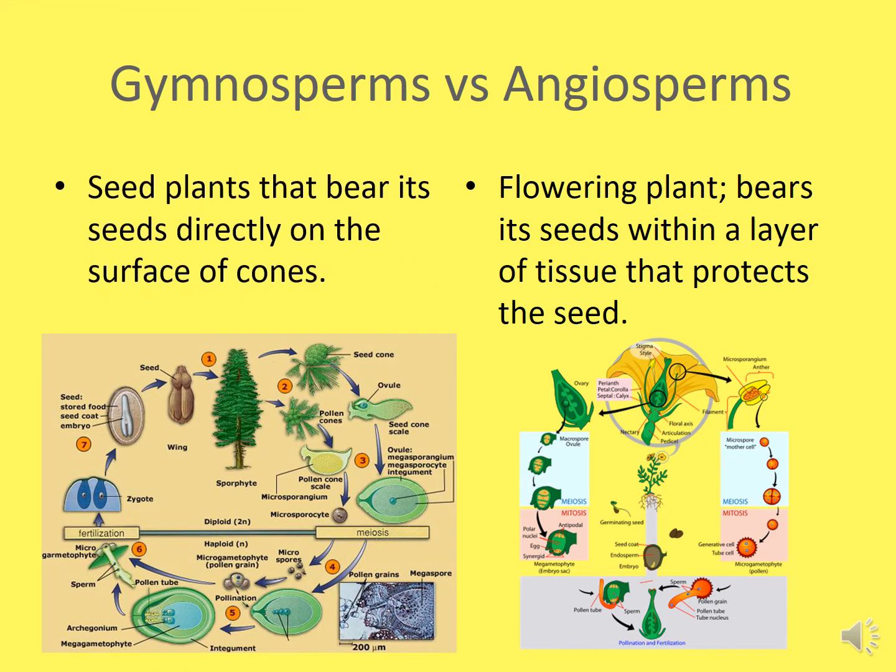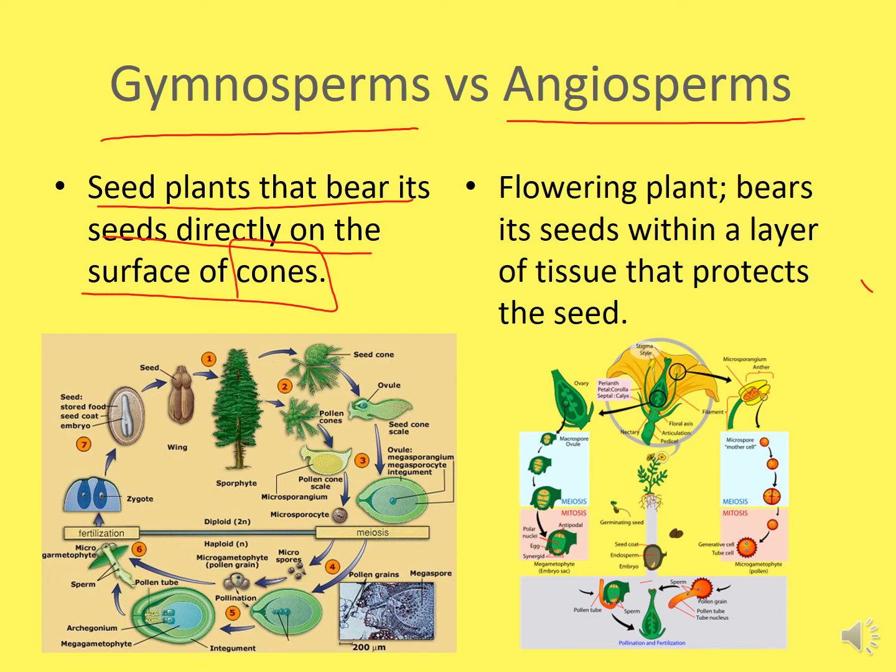But now let's get back to the idea. Photosynthesis. Now, photosynthesis, we have to understand there's two different types of plants, though. We have gymnosperms and we have angiosperms. Gymnosperms is going to be like your pine trees, okay? See, these are seed plants that bear seeds directly on the surface of the cones. Angiosperms is flowering plants, so they are covered with a layer.